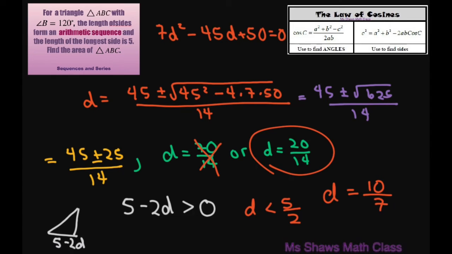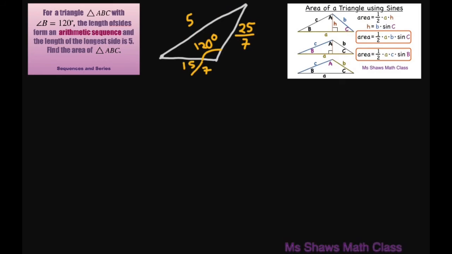So now let's find our lengths. Our lengths are going to be 5, 25 divided by 7, and 15 divided by 7. Basically, we're taking 5 minus 10 divided by 7, and 5 minus 2 times 10 divided by 7. And I got these sides. And then we're going to find the area using sine.